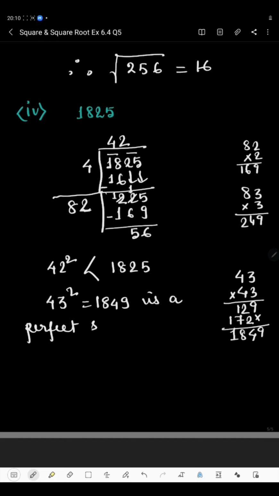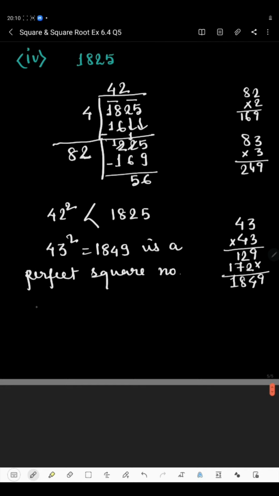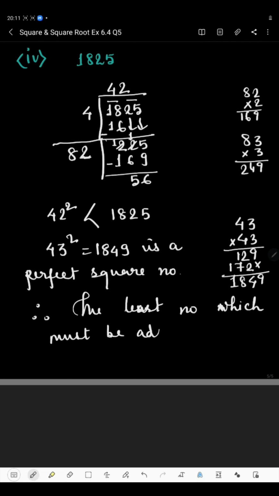Okay. Now we will have to find what should be added to 1825 to get the perfect square number 1849. So we will write the least number which must be added. It is from the square number 1849, from which we will have to subtract 1825. So 5 to 9 is 4 and 2 to 4 is 2. That means 24 is to be added to 1825 to get the perfect square number 1849.